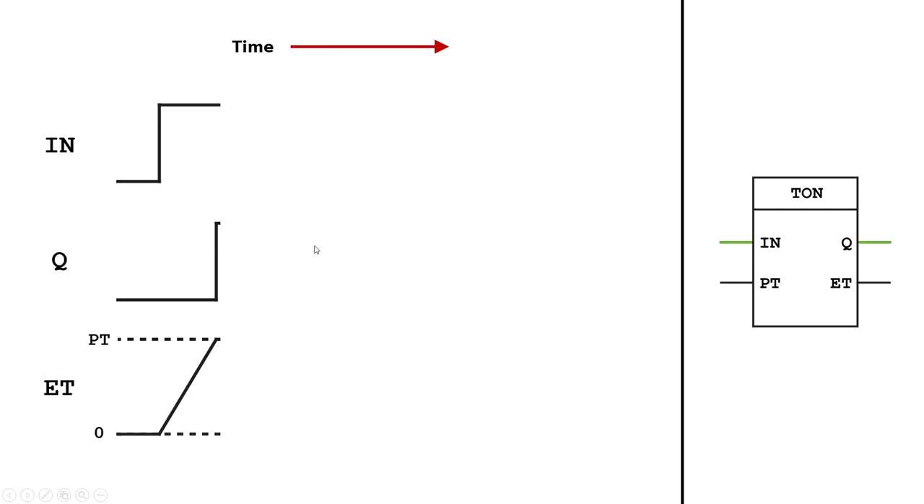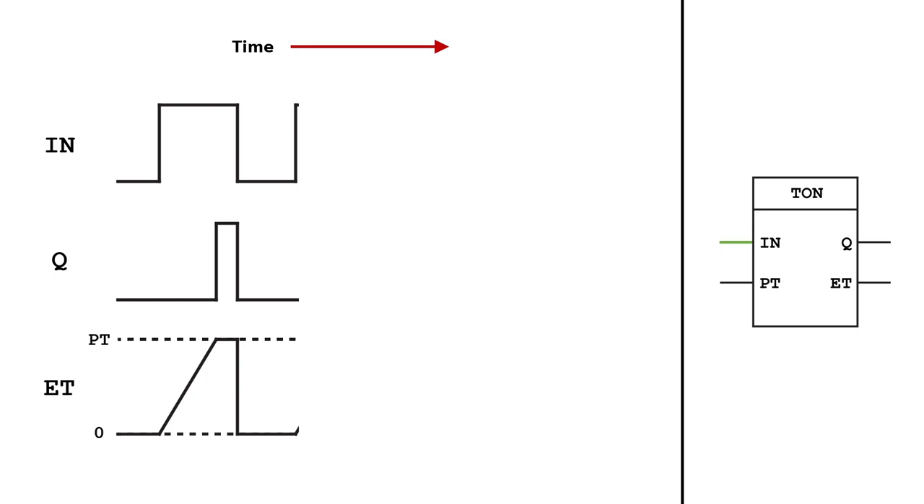As soon as the input is deactivated, the output will also be deactivated, and the elapsed time will be reset to 0. Let's try to turn on the input again, and you can see the elapsed time started to count again. But what will happen if we turn off the input before the elapsed time reaches the preset time? So before the delay has happened?